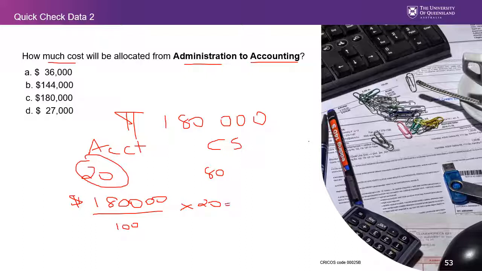So we know that we allocate 36,000 of admin to accounting. The remainder we will allocate to computer services based on the fact that they had 80 employees.